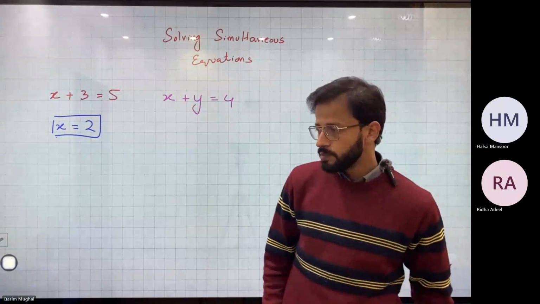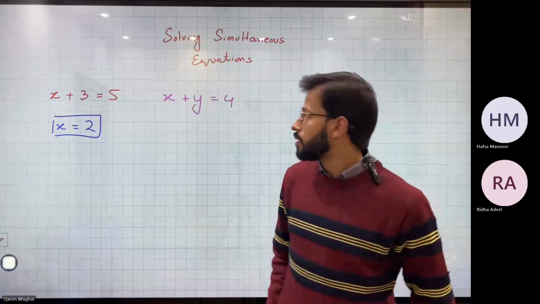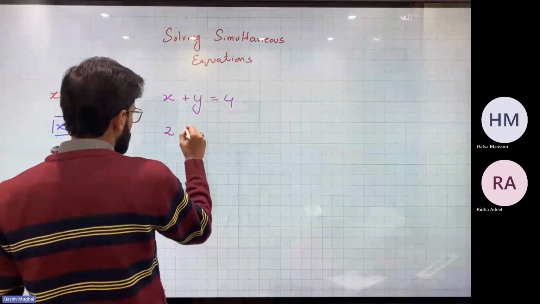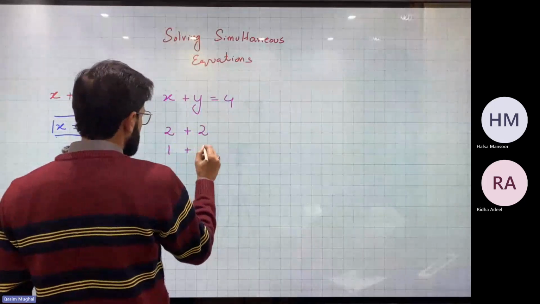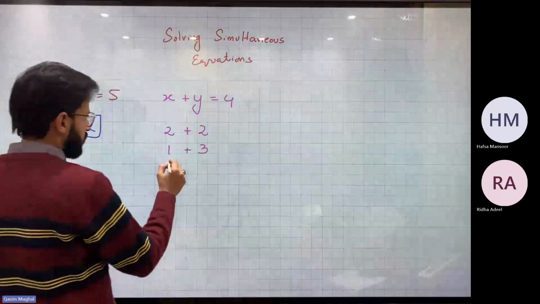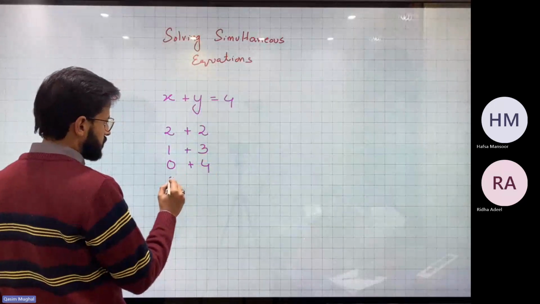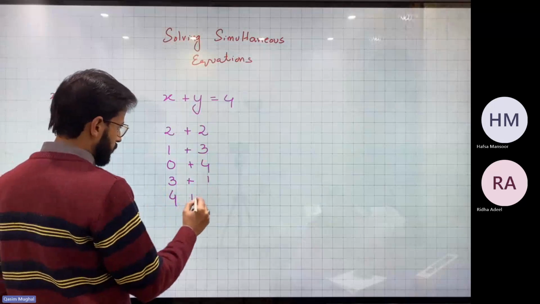X plus y equals 2. Okay, that's one of the solutions, that x is 2 and y is 2. What about if x is 1 and y is 3? What about if x is 0 and y is 4? What about if x is 3 and y is 1? What about if x is 4 and y is 0?